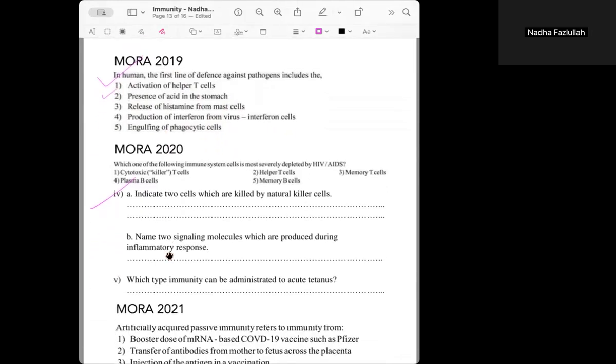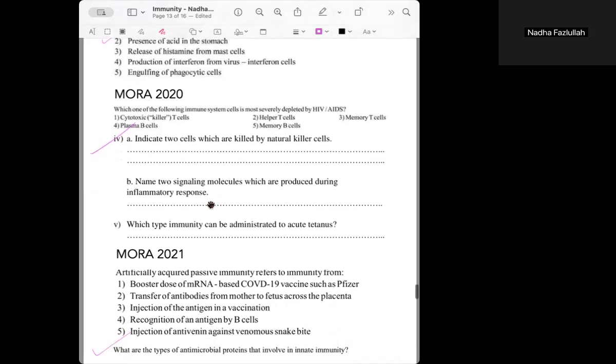Then, indicate two cells which are killed by natural killer cells. I don't know how many times we are encountering this question, right? It's virus infected cells and cancerous cells. That is why I told you that you have to know the precise type. When we learned about phagocytic cells, they can detect components of foreign agents, particles or pathogens, and they didn't specify. But when we talked about natural killer cells, we specifically said they destroy virus infected cells and cancerous cells. So you have to remember those examples.